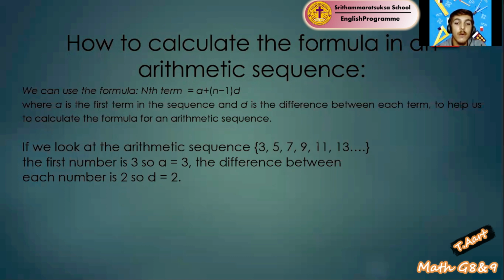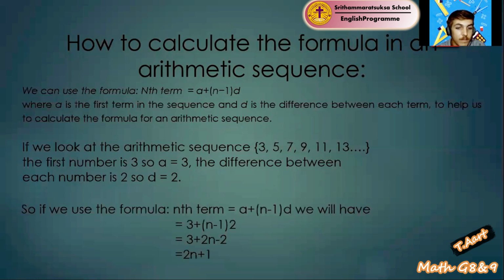If we look at this arithmetic sequence, 3, 5, 7, 9, 11, 13, the first number is 3. So a in this formula would be 3. The difference between each number is 2. So d is going to be 2. So if we use that formula, we will get 3 plus n minus 1 times 2. We multiply that 2 into the bracket. So we get 3 plus 2n minus 2. 3 minus 2 is 1. So our final formula here is 2n plus 1.